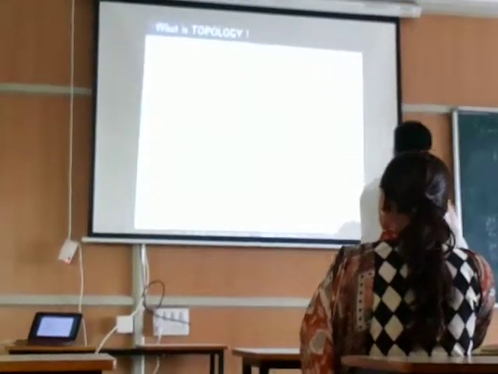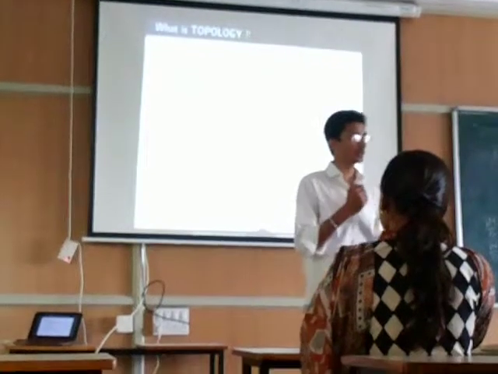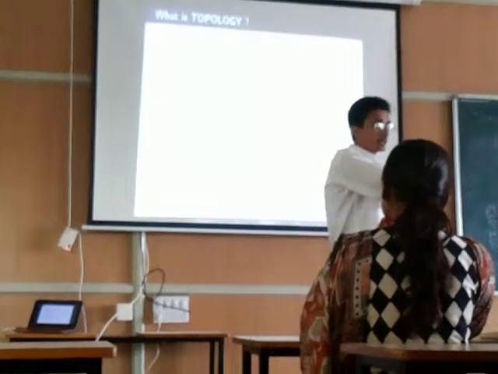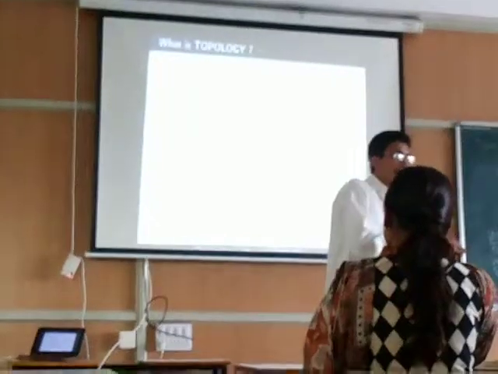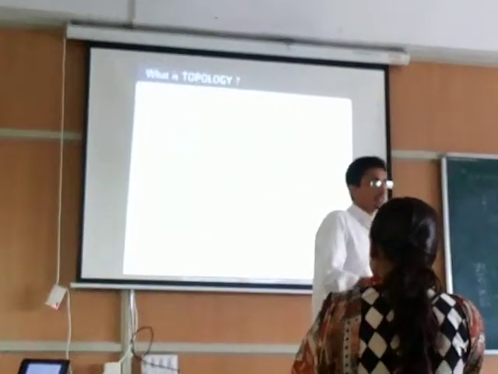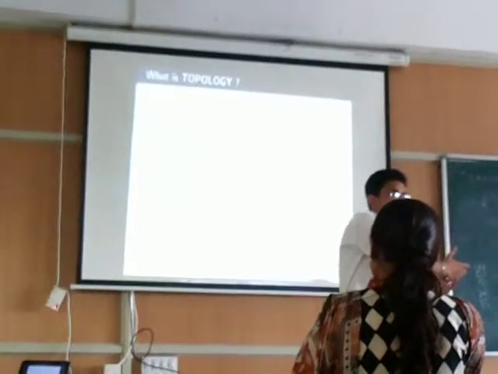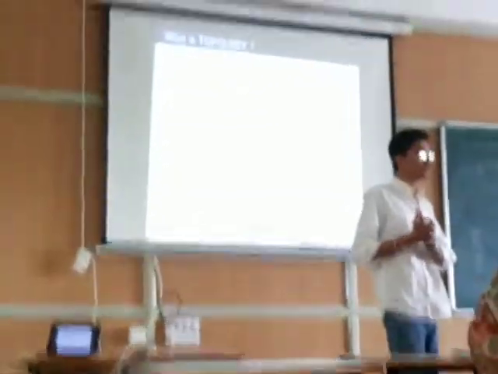by stretching it, bending it, but I can't tear it apart or glue it, right? If the shapes remain, if the properties of that particular shape are conserved, then I would say that those two shapes are topologically equivalent. In simple language, if I take, for example, a square as well as a circle, then I would say that in R2 they are both homeomorphic to each other. That means that a square is homeomorphic to a circle.